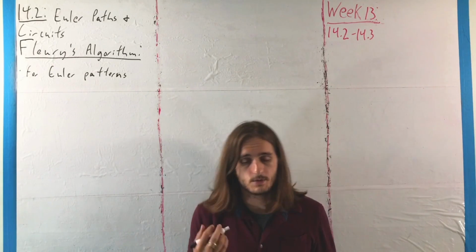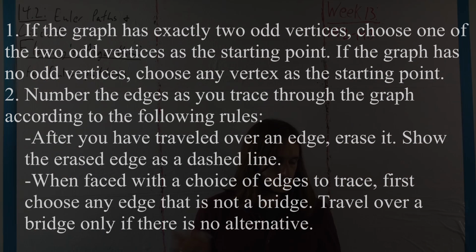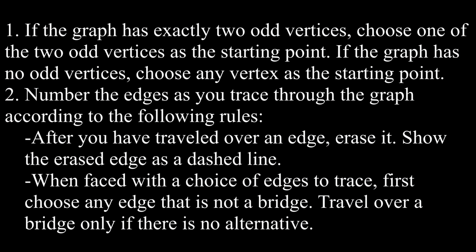or circuit. What we want to do there is first identify whether the graph has two odd vertices or no odd vertices, where if it has two, we're in the path case, and we choose either of them as the starting point. If we have none, then we're in the all evens or circuit case, where we can just pick any, really. There isn't a specific method to follow along here, where from there, we number the edges as we trace through the graph according to the following rules, where after you've traced over an edge, you erase it and draw it in dashed.